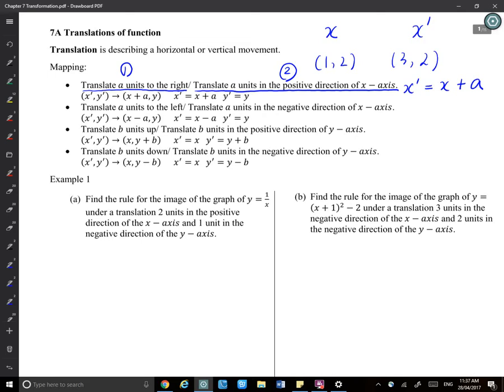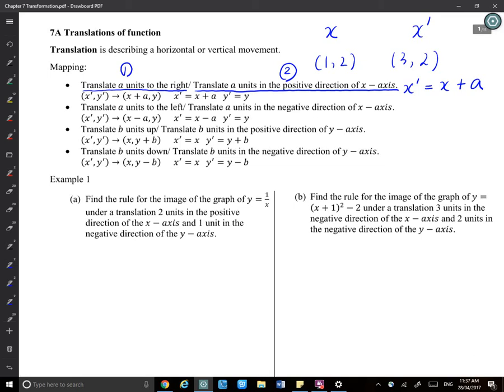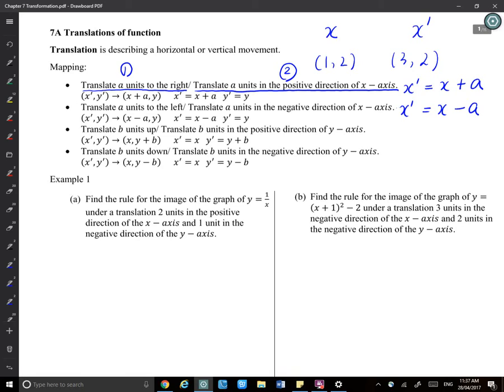The second will be translate to the left. Translate a units to the left, or translate a units in the negative direction of the x-axis. It's moving the graph to the left. Your old x subtract this a will result in the new x. So your new x needs to be equal to x minus a. That's the mapping. According to this sentence, what I can write is x dash equals x minus a.